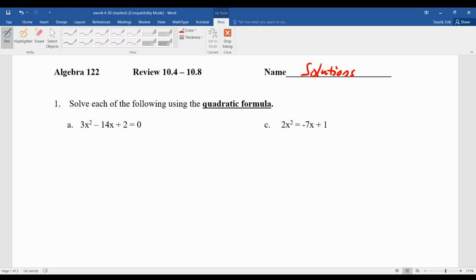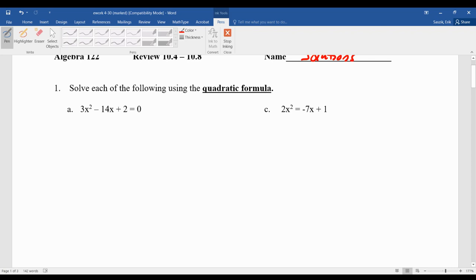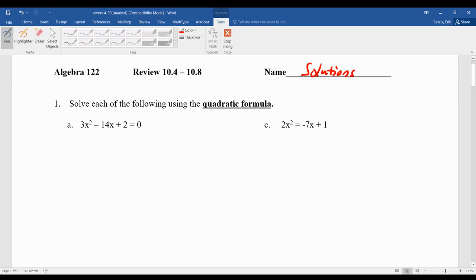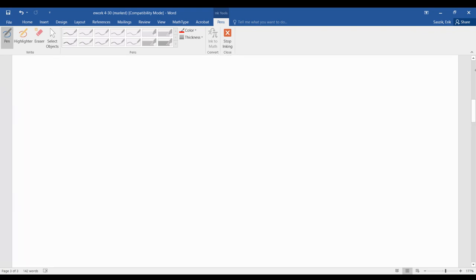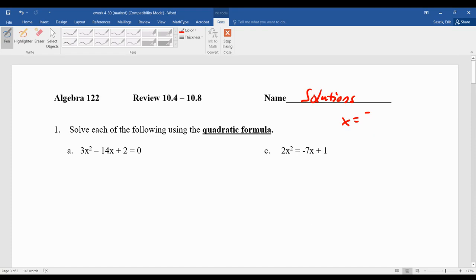But remember, all of those things that we did the other day when it involved quadratic solving, we could have used quadratic formula. But again, it's long-winded. We don't want to use it unless we have to. A reminder, the quadratic formula is x equals the opposite of b plus or minus square root b squared minus 4ac all over 2a.